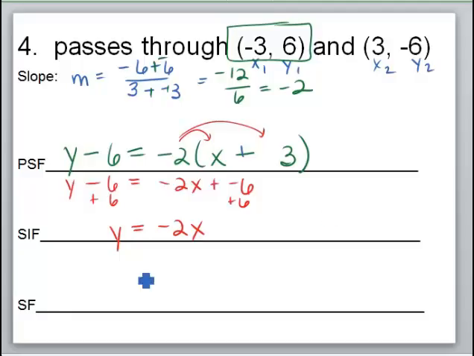Last one, I'm going to finish with the standard form today. Standard form is ax plus by, so I need to move the x back to this side here. And what that gives me is 2x plus y equals 0. This is a fine form to leave standard form in because it has no fractions and the x is positive.